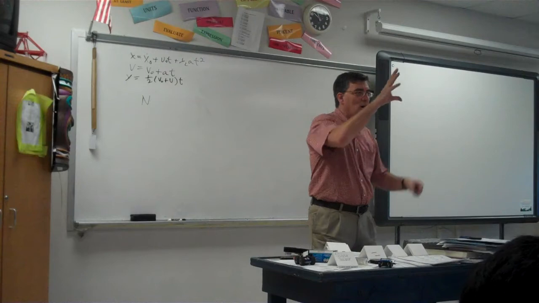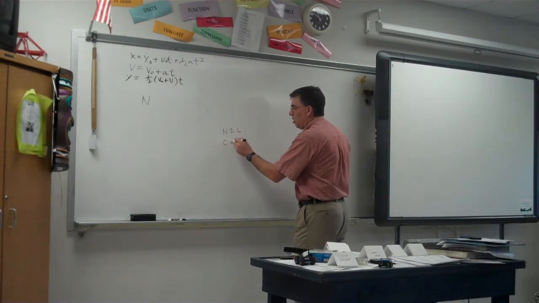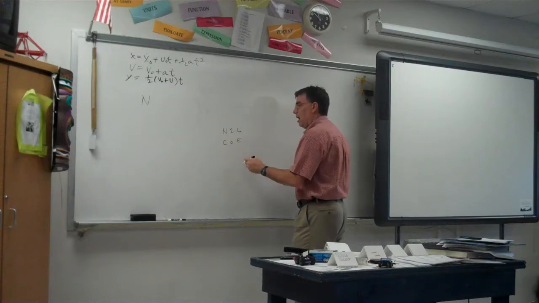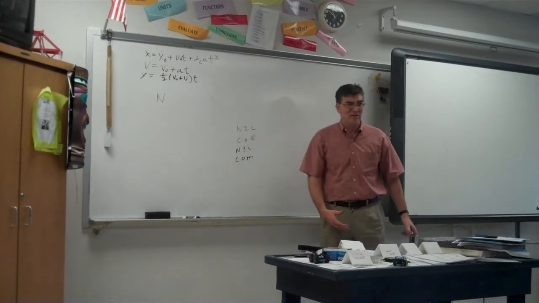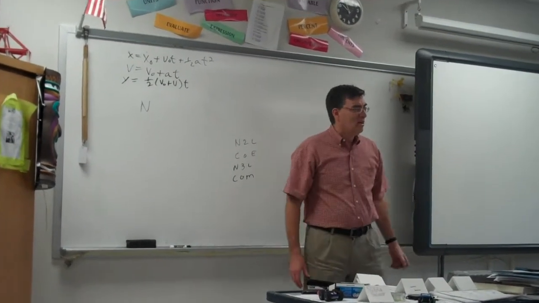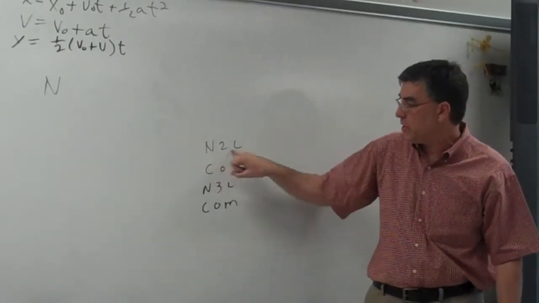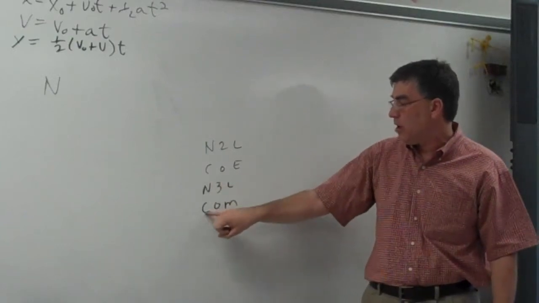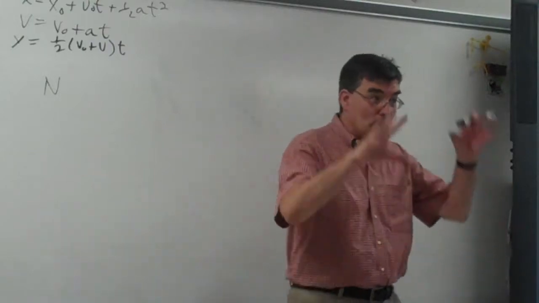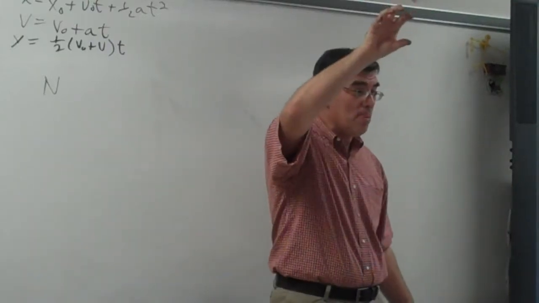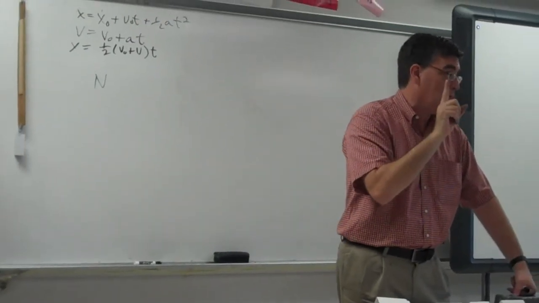And all of a sudden she would see all these little things written like N2L, COE, N3L, COM. She asked another teacher what this meant, and the teacher said it meant they were using Newton's second law, conservation of energy, Newton's third law, conservation of momentum. What these kids do is organize their thoughts when doing a problem, because the AP test covers so many topics on one question.